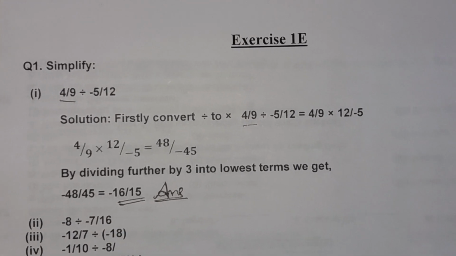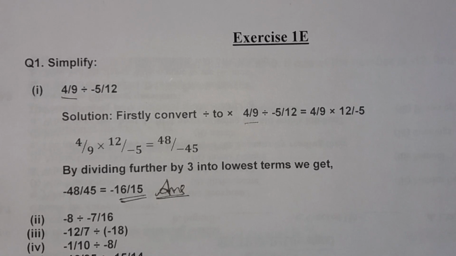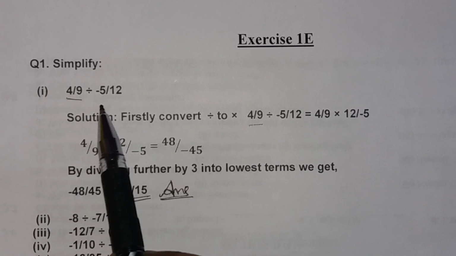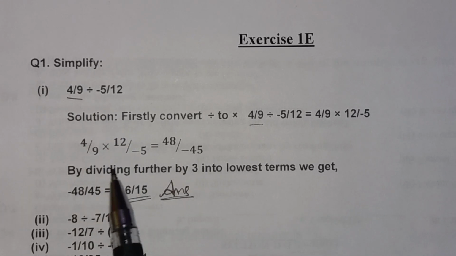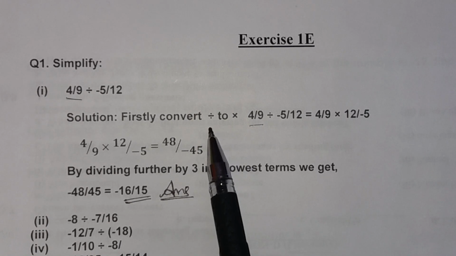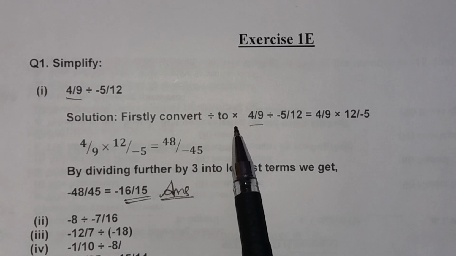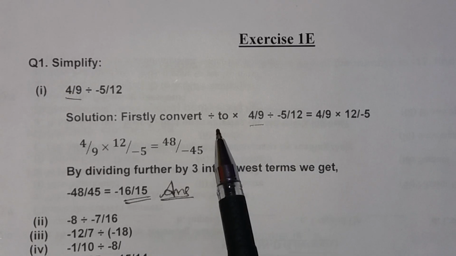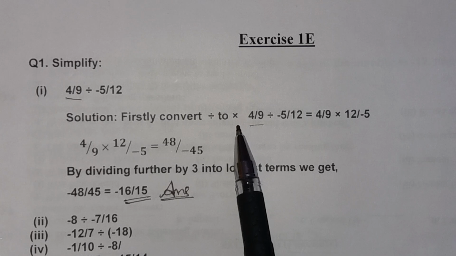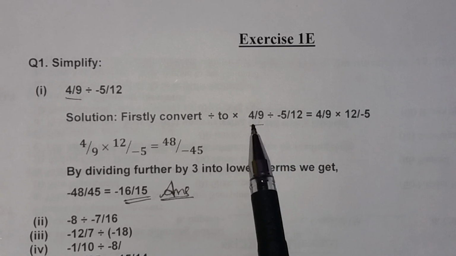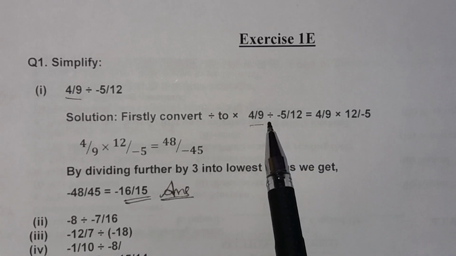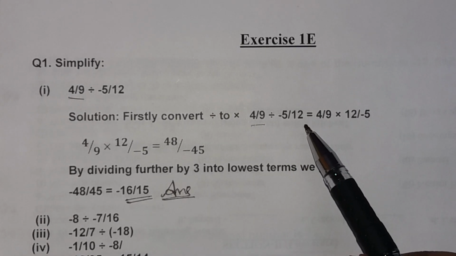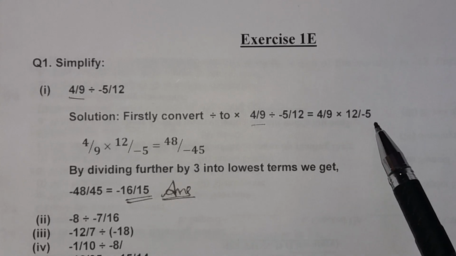Now in this exercise we have to simplify. Here we are given 4 upon 9 divided by minus 5 upon 12. So here, in the solution, first convert this division sign into a multiplication sign. So 4 upon 9 divided by minus 5 upon 12. When we convert the division sign into a multiplication sign, 4 upon 9 will remain the same, and minus 5 upon 12 will be reciprocated. So here we will write 12 upon minus 5.